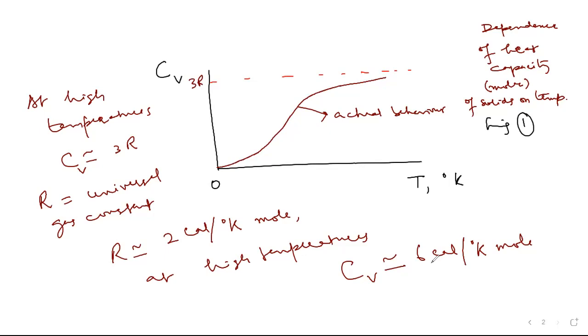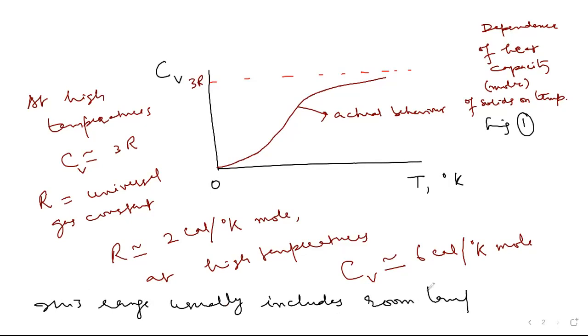And you know this range, this high temperature range, let me use another color. This range usually includes room temperature, right? So it includes room temperature usually. Now the fact that CV is nearly equal to 3R at high temperatures, regardless of the substance described, is called, what is this called? It's called Dulong-Pettit law, right? We have discussed it already.